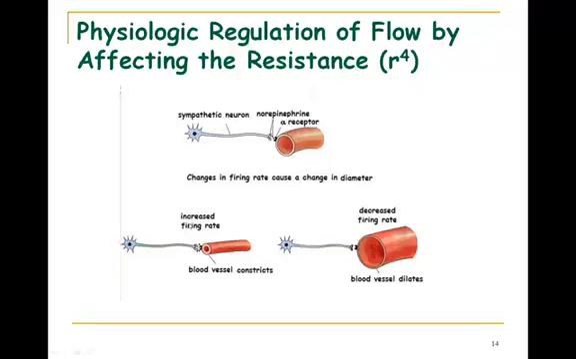If you have an increased firing rate from the sympathetic neurons, they release more norepinephrine and the blood vessel constricts. If you have a decreased firing rate, the blood vessel will dilate. Your blood vessels have a tonic state of contraction. They have some tone to them. And so you affect the diameter by affecting the firing rate from the sympathetic nervous system. If you increase firing rate, the vessel will constrict. If you decrease firing rate, blood vessels dilate.